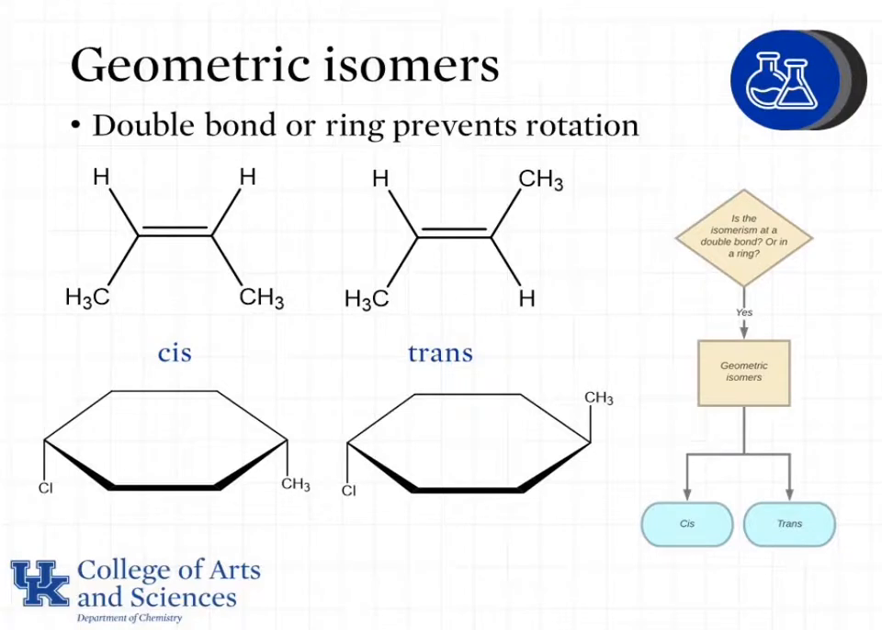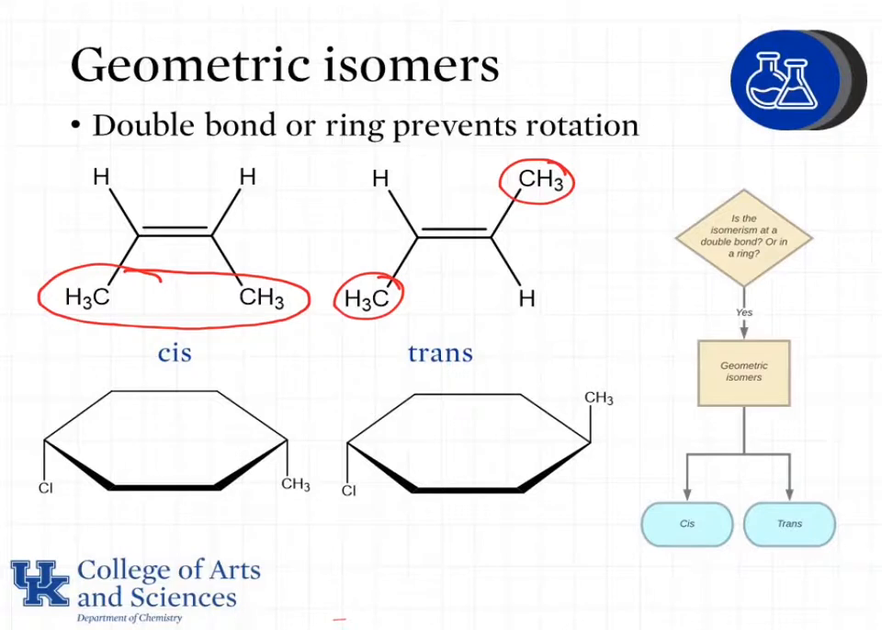So let's look at cases where we do have geometric isomers as a result of a double bond or a ring. In the molecules on top, we're going to look at the orientation of the CH3 groups relative to one another. In the molecule on the left, we see that the CH3 groups are on the same side of the double bond in our structure, and this is known as cis, which means same. When we look at the molecule on the right, we see that the CH3s are on opposite sides of the molecule and opposite sides of the double bond, and this is known as trans, which means on opposite sides.